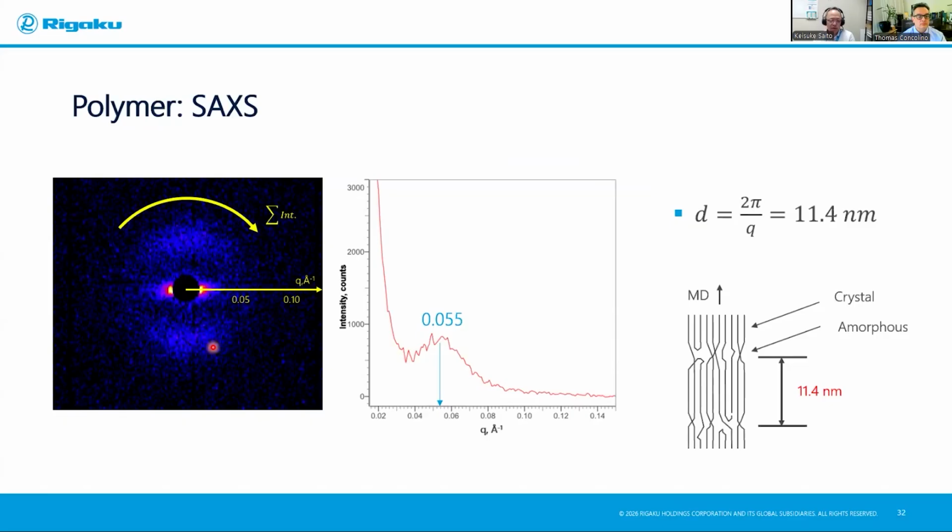As you may know, the polymer consists of the amorphous part and the crystalline part. So the 11 nanometer corresponds to the size of the crystal, or let's say the distance between the amorphous regions.